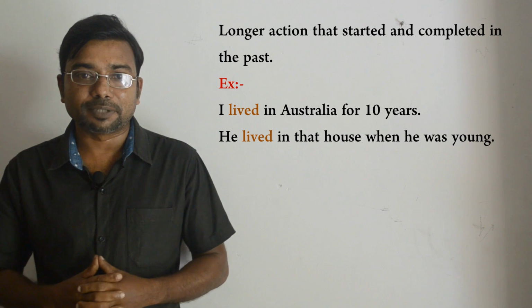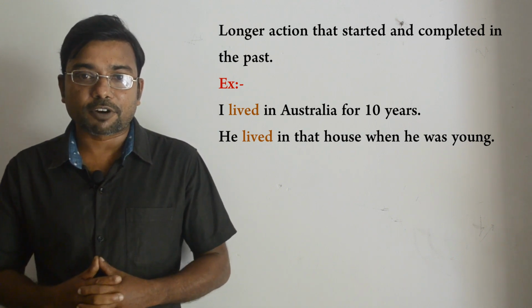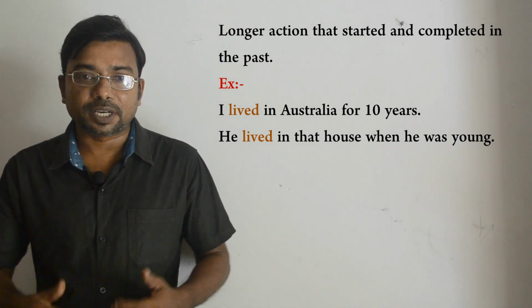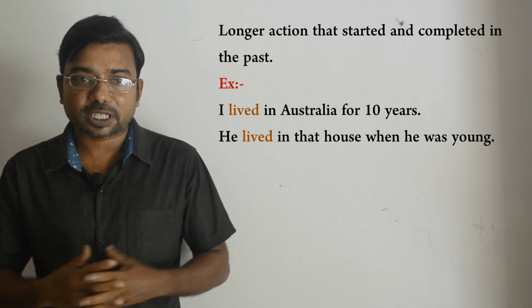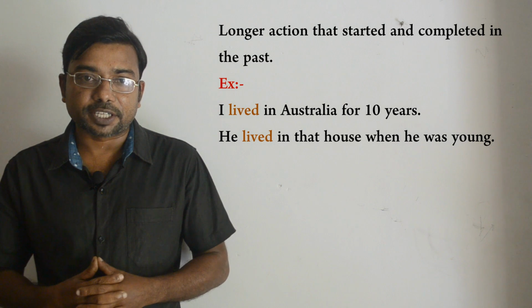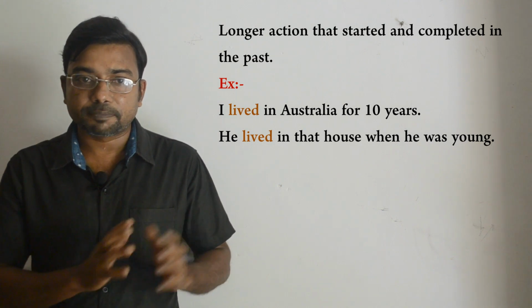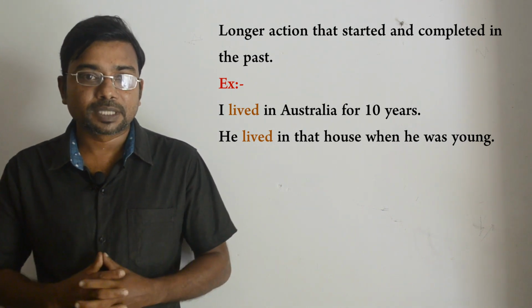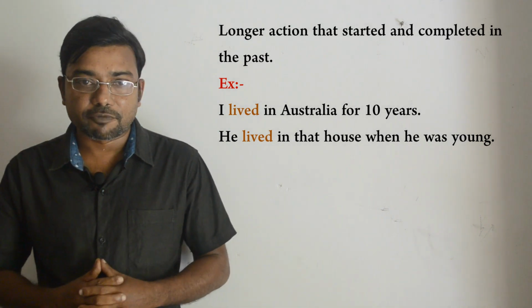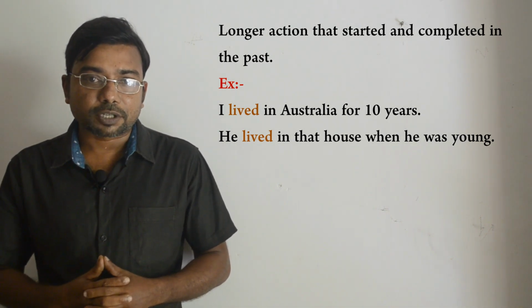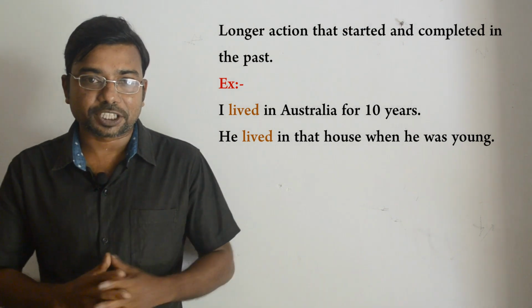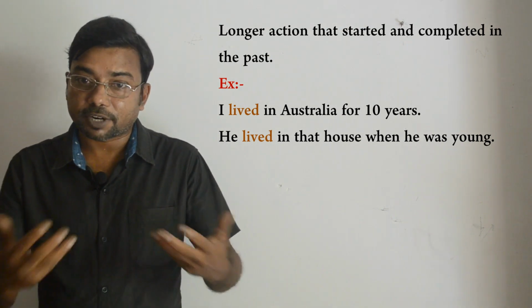Look at this example. I lived in Australia for 10 years. He lived in that house when he was young. Okay, look at the first example. I lived in Australia for 10 years. Here we use subject I and also verb past simple form lived to indicate simple past tense. And also this is the long action that started and completed in the past for 10 years.